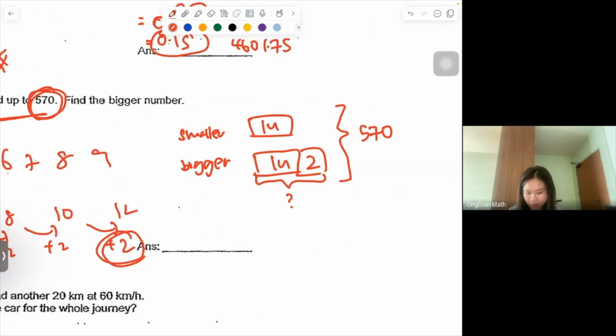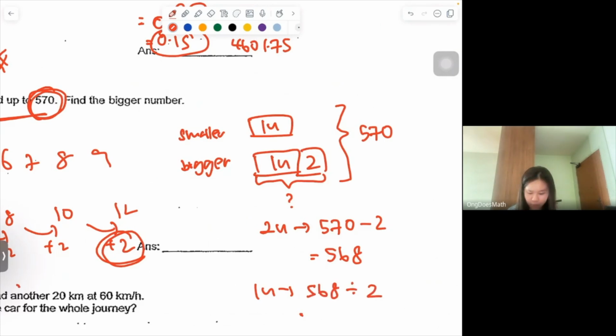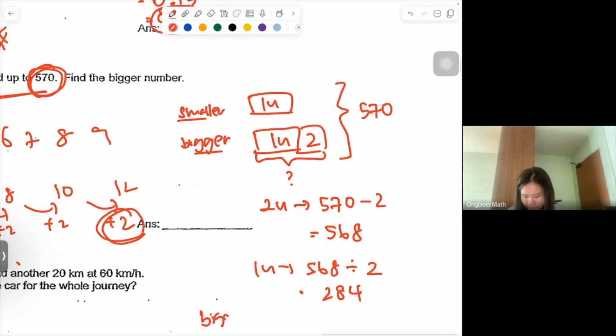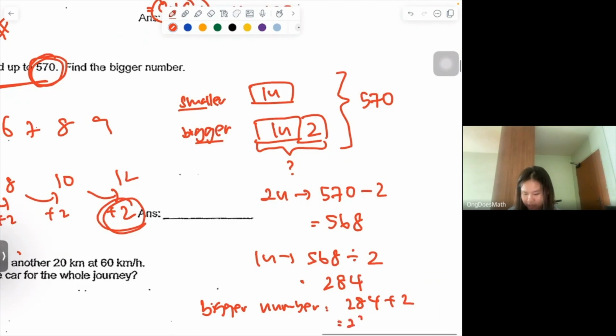So from here, you can find out what 2 units is by taking 570 minus 2, which is equal to 568. So 1 unit is just 568 divided by 2, which should give you 284. But you don't want to find 1 unit, right? 1 unit is the smaller one, but you want the bigger. Bigger is 1 unit plus 2. So the bigger number is 284 plus 2, which is equal to 286. And that's your answer, 286.